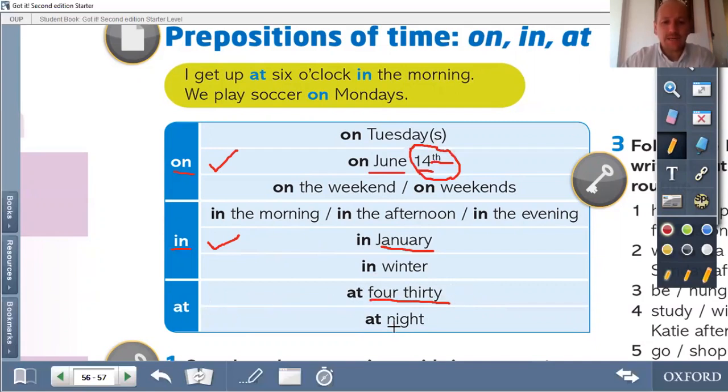And at, para at night. ¿Ok? Muy importante eso. Lo vamos a repetir también en la clase de Zoom que tengamos el día Thursday at 12 o'clock. El jueves a las 12. ¿Ok? Very good. Let's continue.